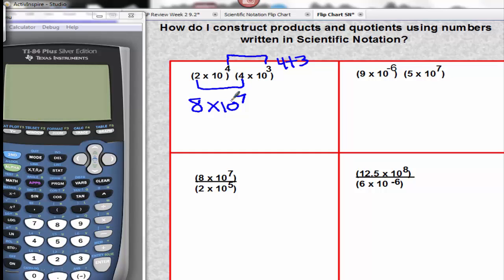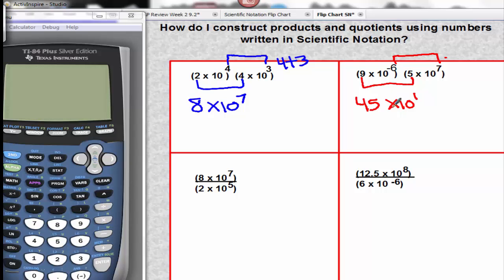Super, super easy. Now, as I look at the next one, and let me change colors, I'm going to have a little bit different scenario. I'm going to do the same thing and say, okay, 9 times 5 is 45. And then, again, remember, when I'm multiplying, I want to add exponents. Well, I have negative 6 plus 7. Negative 6 plus 7 is going to give me 1. So I say times 10 to the first power.